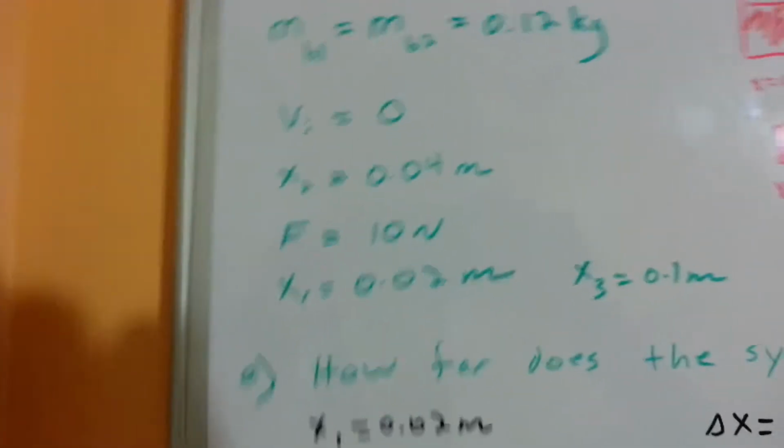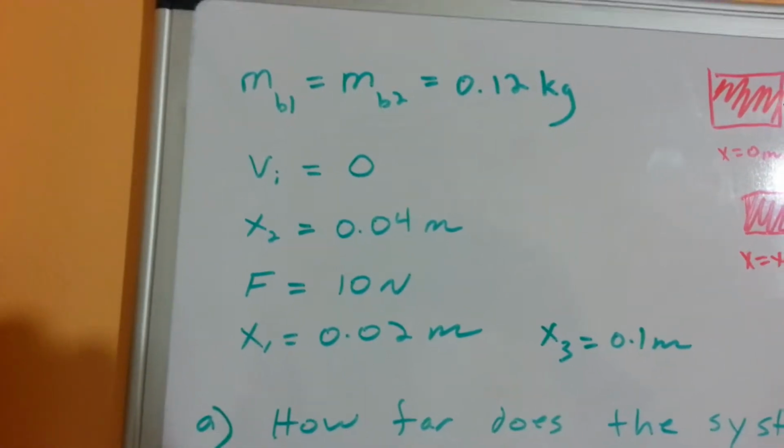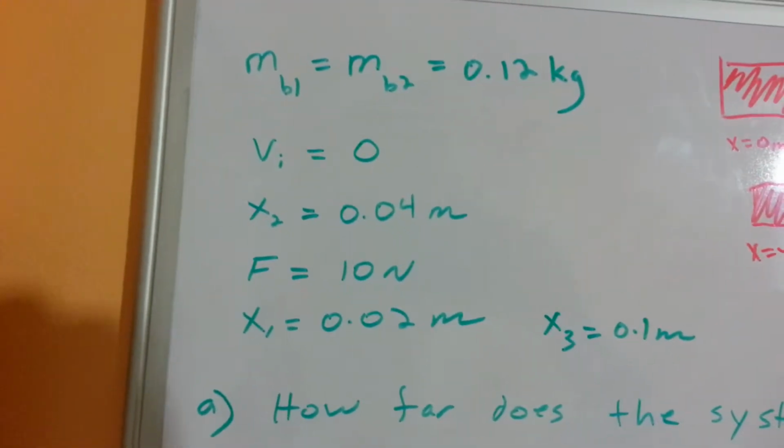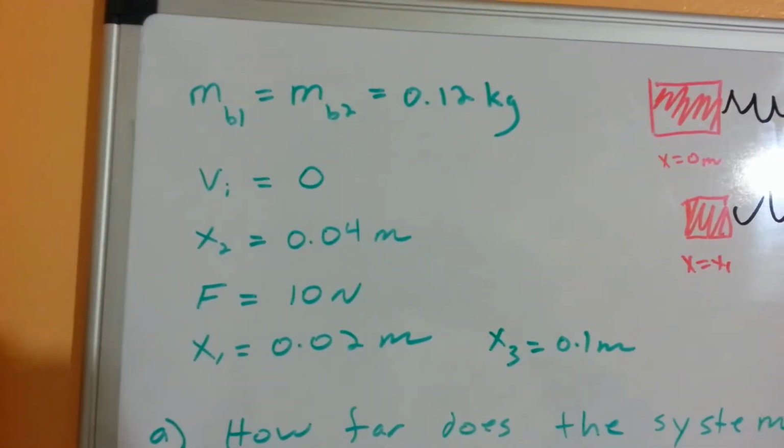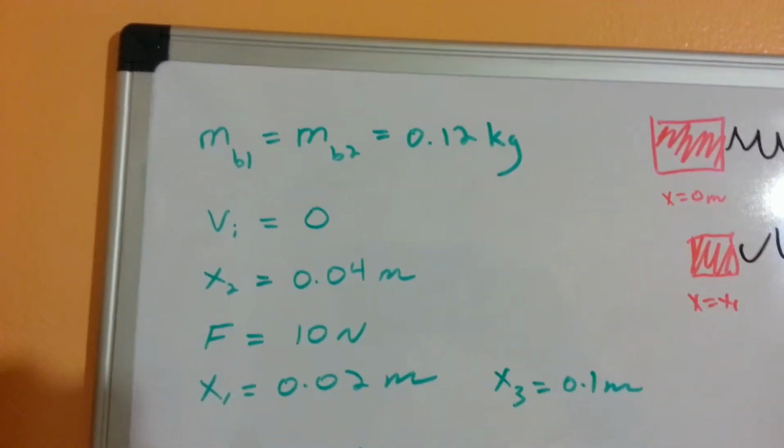We are given values, like I said, initially at rest. We have x1, which is 0.02 meters, x2, which is 0.04 meters, and x3, which is 0.1 meters.